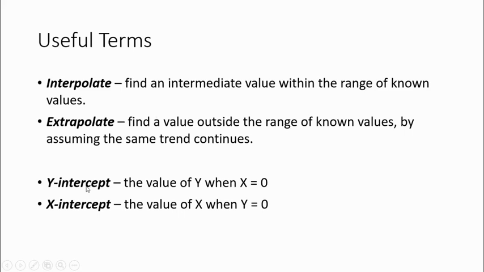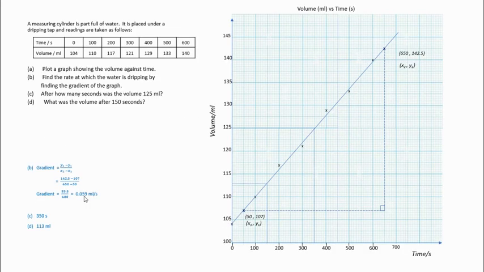The y-intercept of your graph is the value of y when x equals 0, and our x-intercept is the value of x when y equals 0. So for our graph that we drew, we had no x-intercept because volume equals 0 was not included in our range of values. So there's no x-intercept on this graph, but there is a y-intercept. That was the value of volume when time was 0. That was our starting point. Okay.